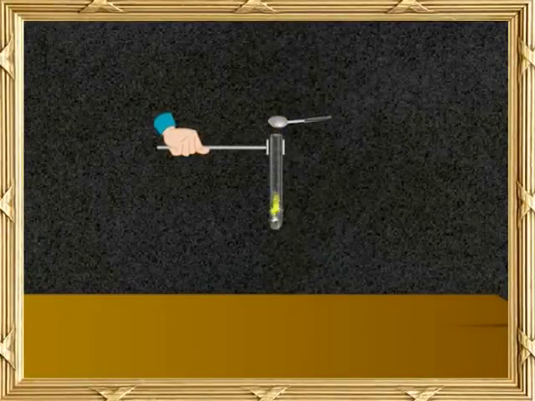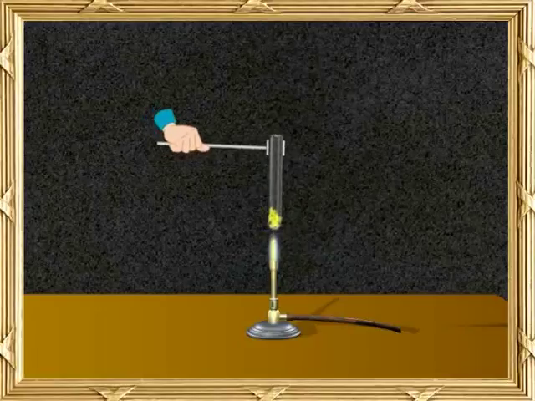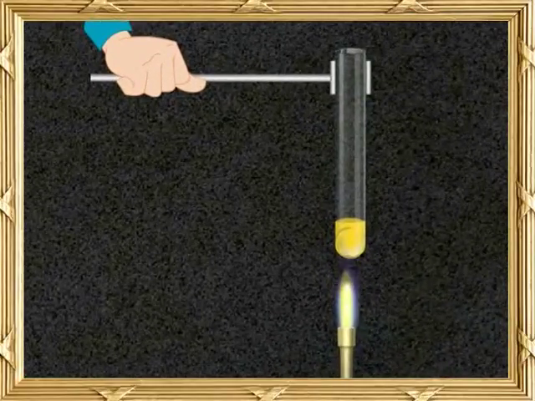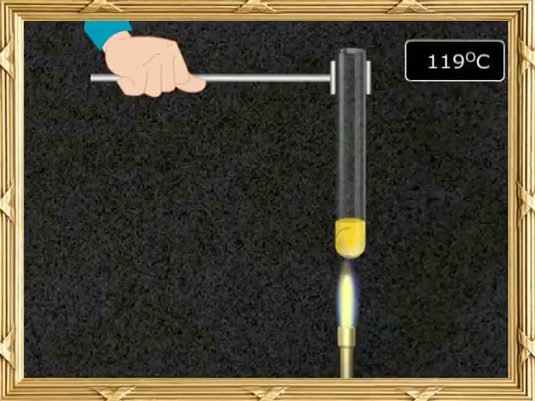Take some sulfur in a hard glass test tube and heat it gently, rotating the test tube. You will find very interesting changes. The following changes are observed. The lemon yellow colored solid melts at 119 degrees Celsius to a clear amber colored liquid which flows freely.